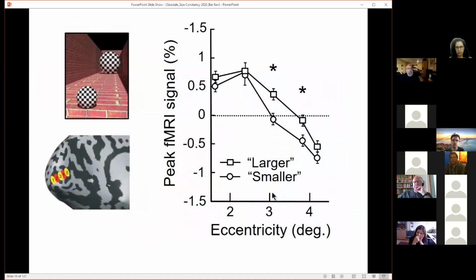Having done that, one can have people look at the apparently larger object, which in fact has the same retinal image size, or the apparently smaller object, which has the same retinal image size as this one. And as Scott and Kirsten showed, the apparently larger one shows more activation in more eccentric positions than the apparently smaller one, even though the activation on the retina is identical in terms of its extent. Now, the change in apparent size depends on a pictorial illusion, the Ponzo illusion.